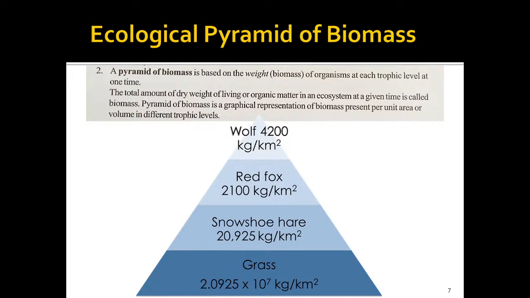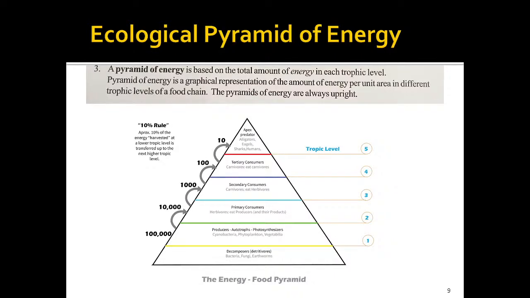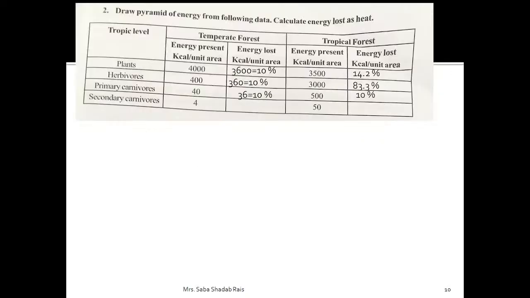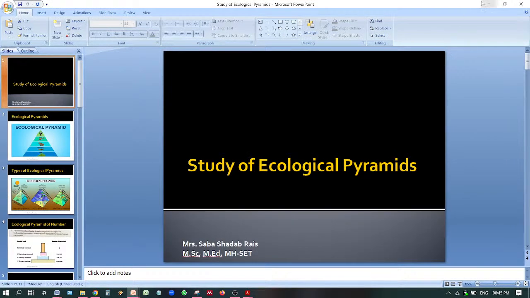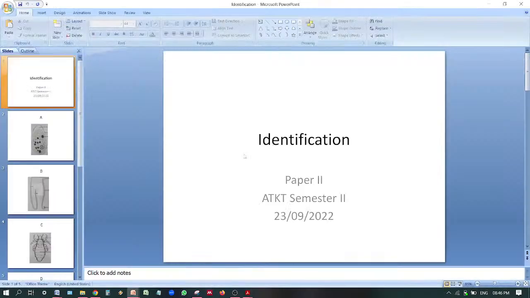Now the pyramid of biomass. You need to remember that biomass, that is the dry weight of organisms at each trophic level at one time, is mentioned here. Okay. Now next, this is the regular practical we have done: the ecological pyramid of energy, based on the amount of energy passing to each trophic level. So we have learned that generally only 10% of energy passes from one trophic level to the next. Then next we have this, the old one, paper 1 it is.